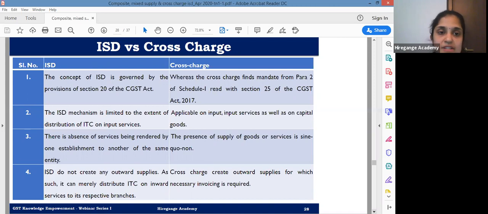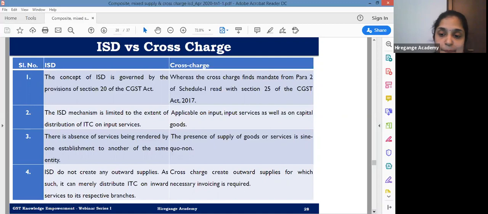If I do a comparative study of ISD versus the cross-charge, ISD is covered under certain provisions of section 20. Cross-charge comes from the Schedule 1 entry, which I explained to you in detail. The ISD mechanism is limited to the distribution of ITC on input services, but a cross-charge may be done with IGST even when a branch office supplies goods. In the context of ISD, the office is not supplying any goods or services. It is only like a post office, as I said, passing on the benefit of the credit. But in a cross-charge, there has to be a supply of goods or services. ISD is not creating outward supplies. It is only distributing ITC, in other words.